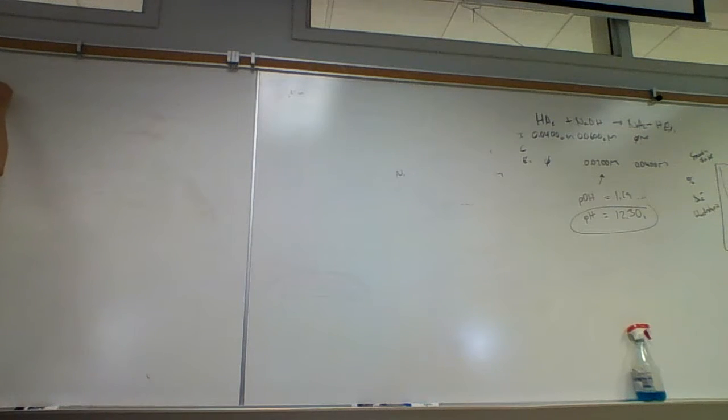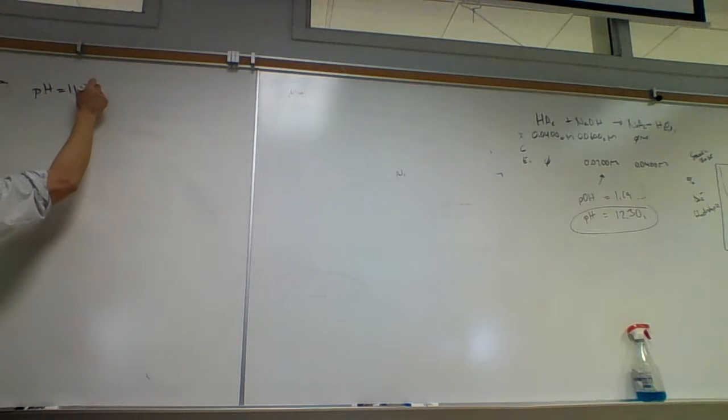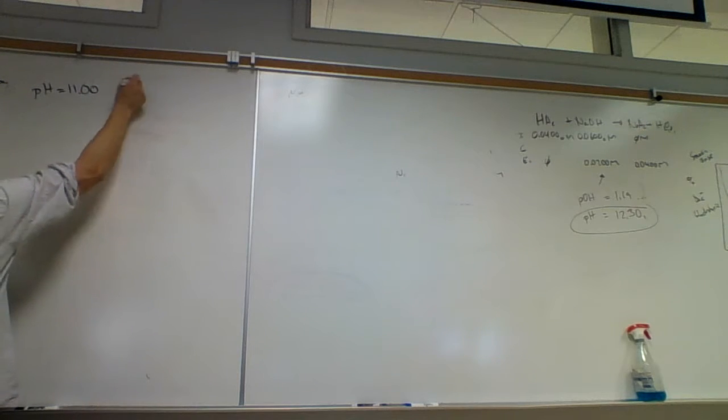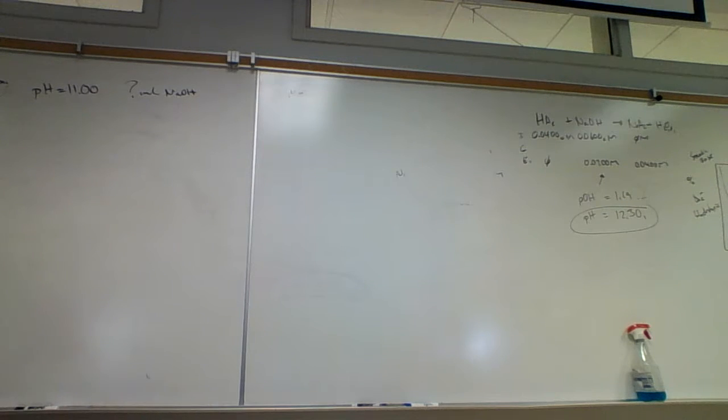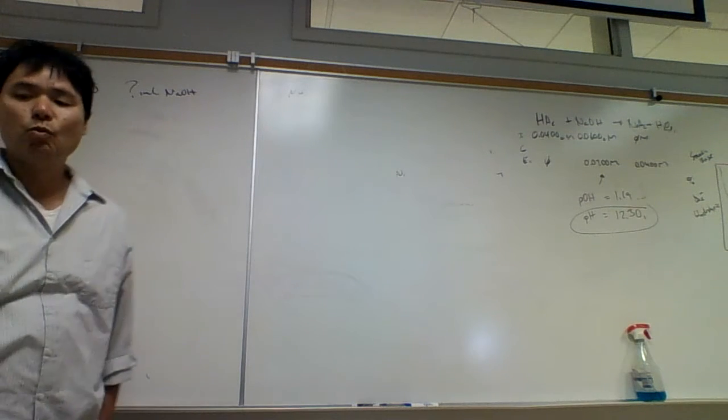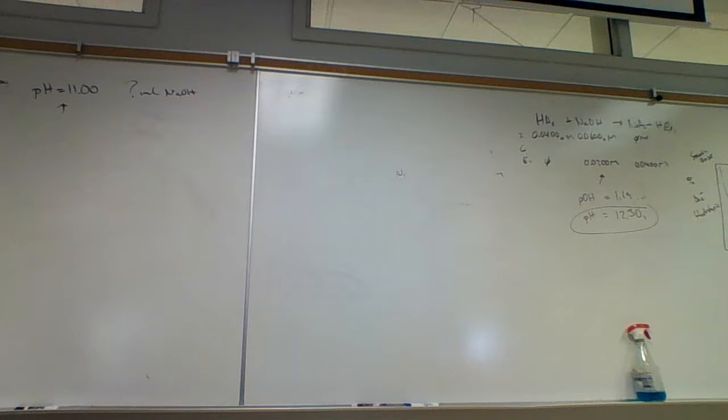Especially then we're going to have another type of calculation. Next example is we want a pH equal to 11.00. How many milliliters of sodium hydroxide do I have to add to get to that pH? If I want a pH of 11.00, the first thing I have to ask myself is, what region of the titration curve is this in? Is this in the buffer region? No. This is going to be in the excess base region.